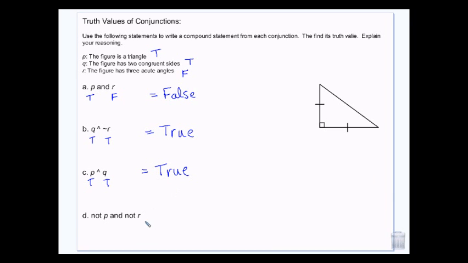So the whole thing is true. Not P. Well, P was true, so not P is false. R was false, so not R is true. So I have false and true, which makes the whole thing false. Okay, so the only way you get true is if they're both true.